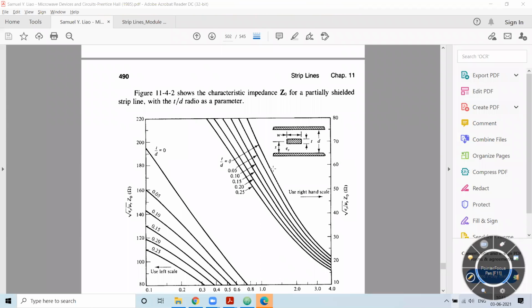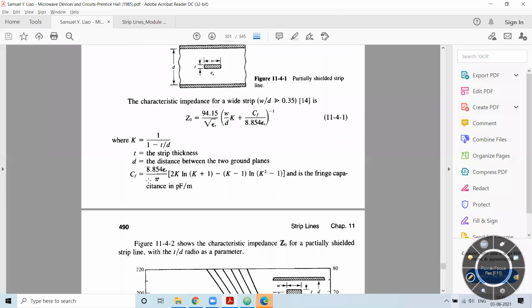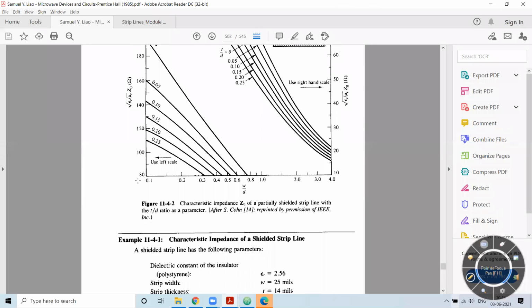Now fringe capacitance. What is the equation for fringe capacitance? It is 8.854 epsilon r divided by pi into 2k natural log of k plus 1 minus k minus 1 into natural log of k square minus 1. And the answer will be in terms of picofarad per meter.